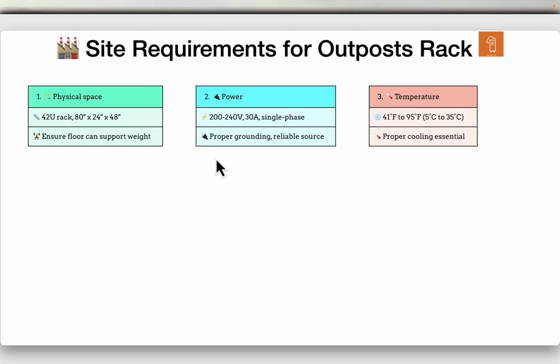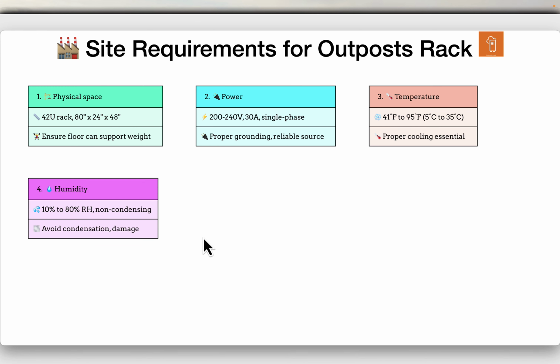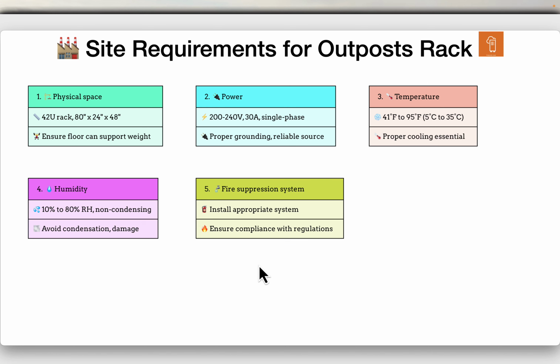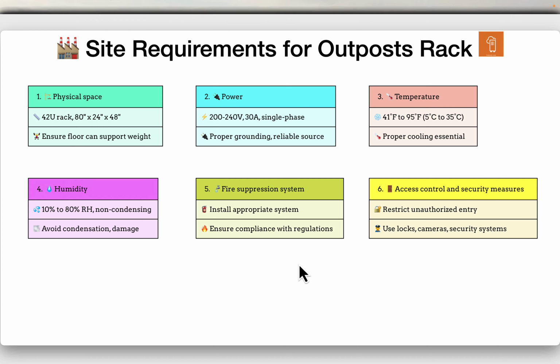Then temperature range between 41 degrees Fahrenheit to 95 degrees Fahrenheit, which is between 5 degrees Celsius to 35 degrees Celsius. The temperature range should be that much in the data center, and humidity of 10% to 80%, non-condensing. Fire suppression system: install an appropriate fire suppression system in the server room or data center to protect the rack and other equipment from fire hazards. Access control and security measures: implement proper access control and security measures to restrict unauthorized entry to the server room or the data center. Use locks, surveillance cameras and other security systems.